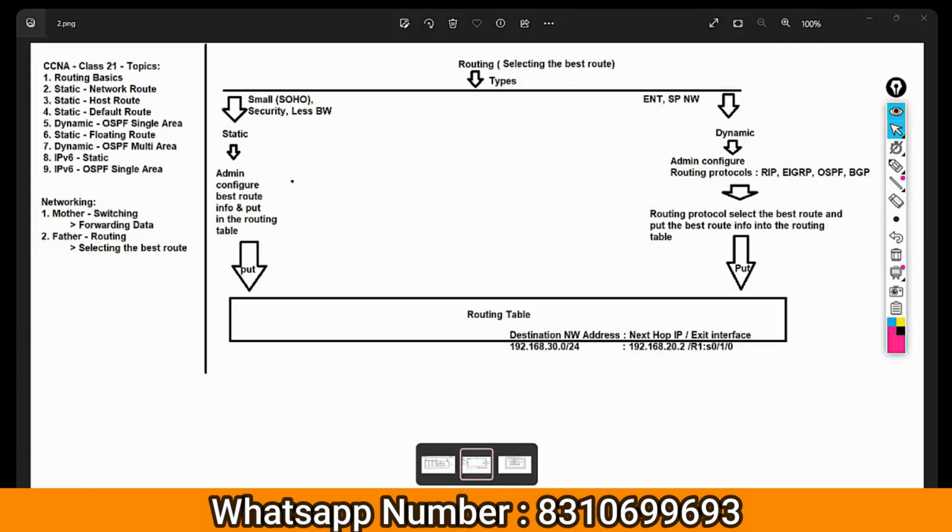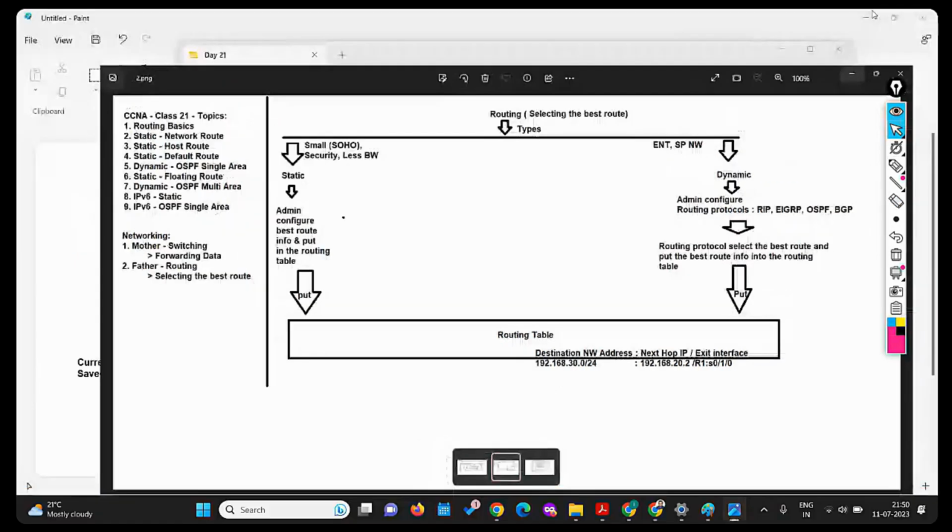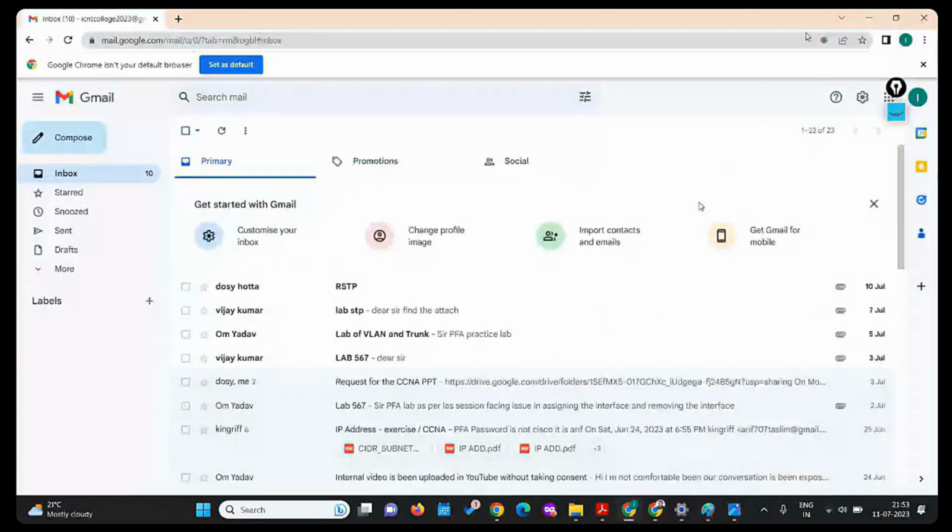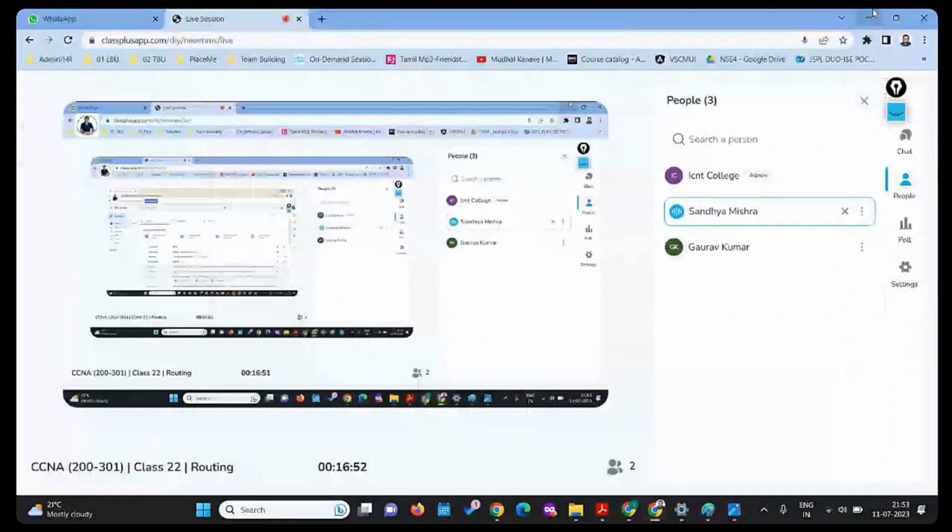So let's go to the next topic. Okay. So now let us open the topology. Okay, routing based topology. First thing, I'm going to do one exercise called interpreting a network diagram.